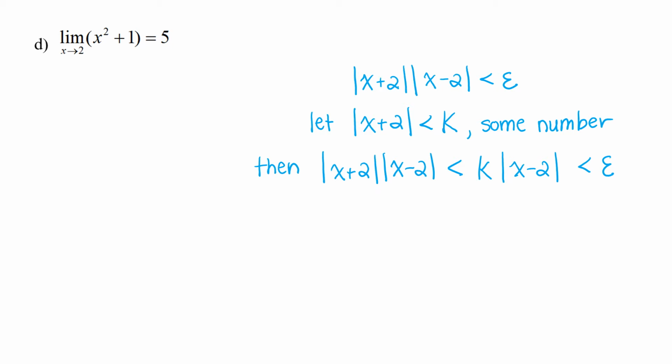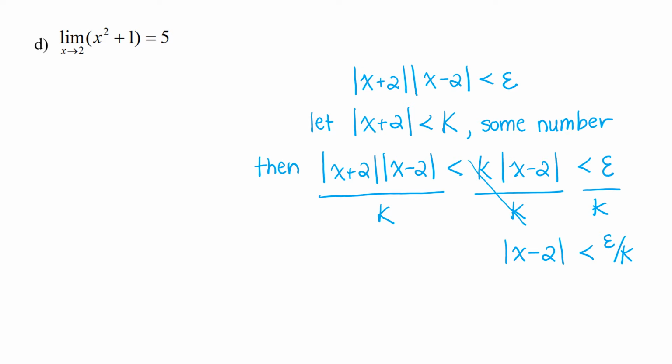And that means that we can then divide all three parts of this by k. And when we divide all three parts of this by k, we end up with, on this right side of our absolute value inequality, the absolute value of x minus 2 is less than epsilon over k. And epsilon over k is a number, because we said that k is a number. That's how we defined it. So this is going to be a guess for our delta.